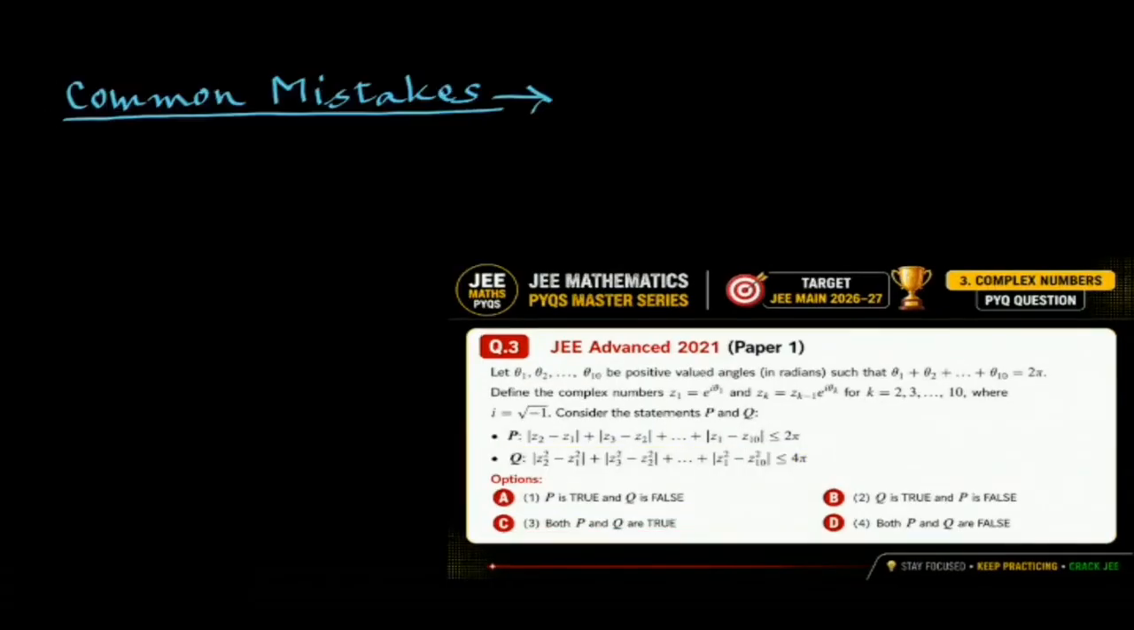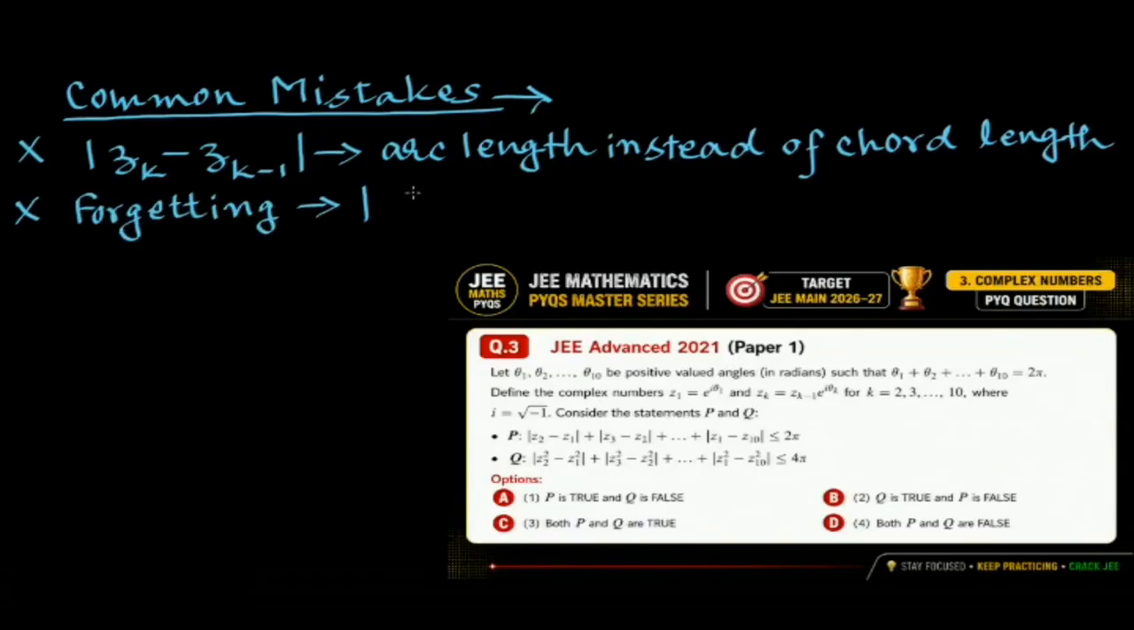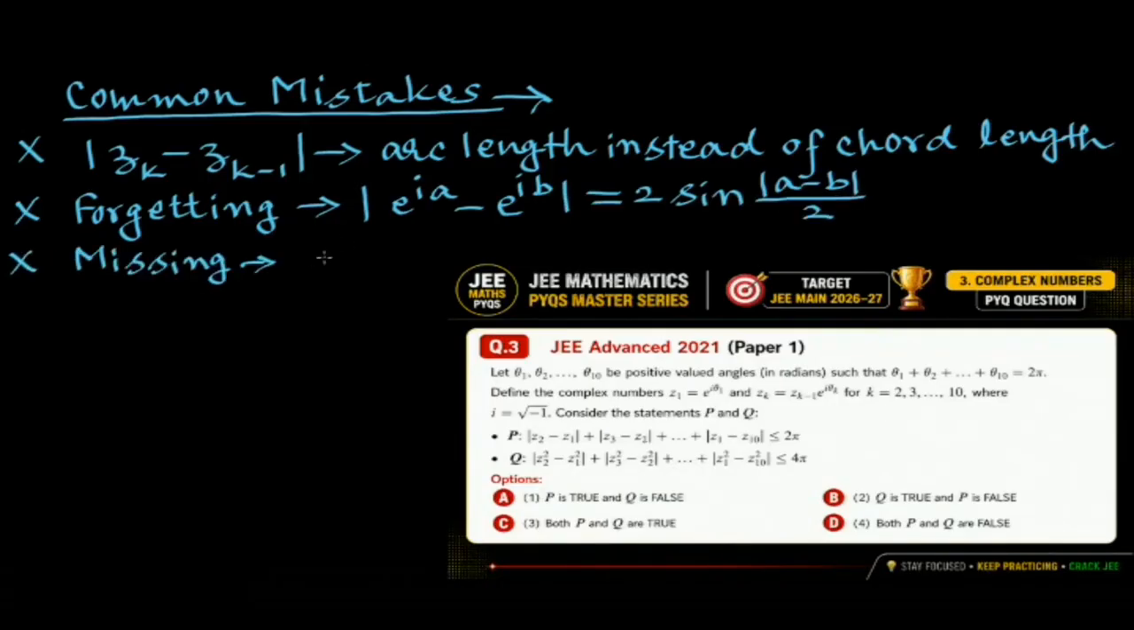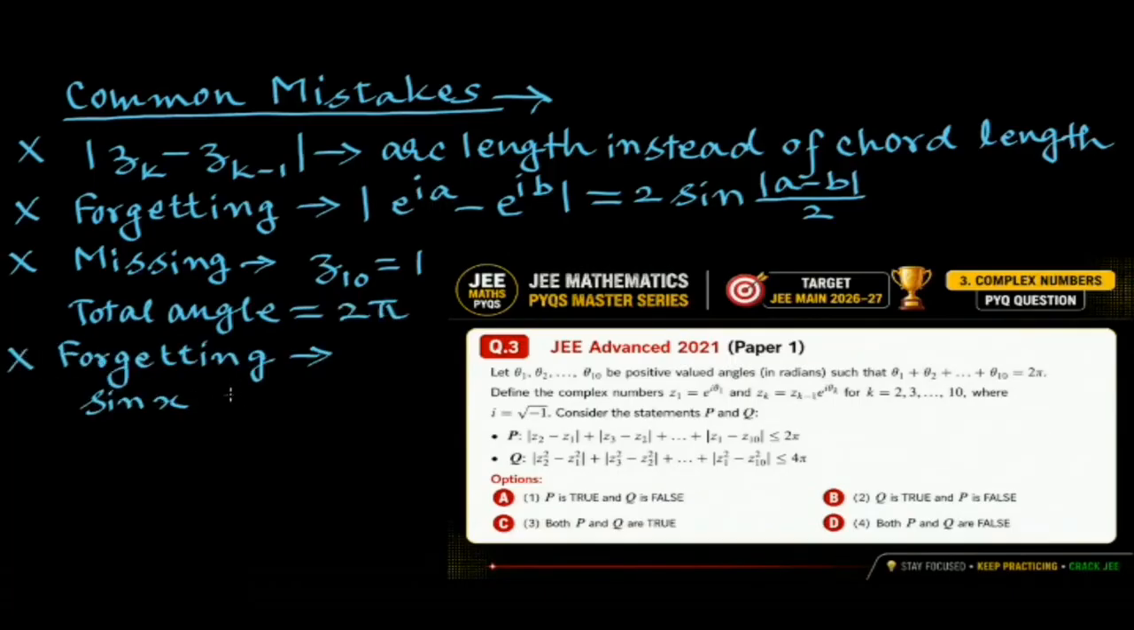Common mistakes. Students commonly make these errors. First, treating mod zk minus z(k minus 1) as arc length instead of chord length. Number 2, forgetting the identity mod e^(ia) minus e^(ib) equals 2 sin of mod a minus b by 2. Third mistake, missing that z10 equals 1 because the total angle is 2 pi. Fourth mistake, forgetting the inequality sin x less than or equal to x. This single inequality solves both statements.